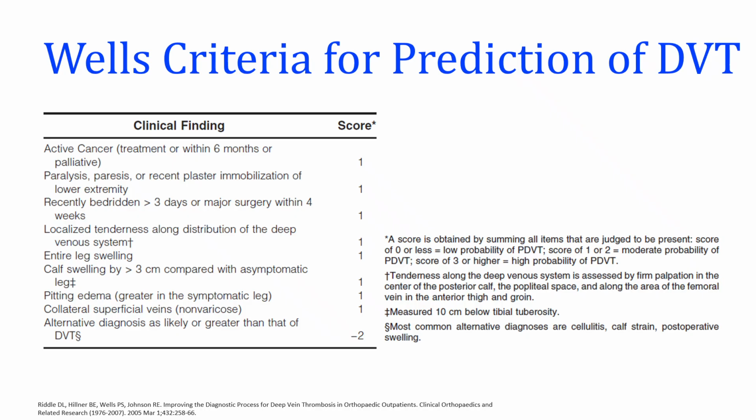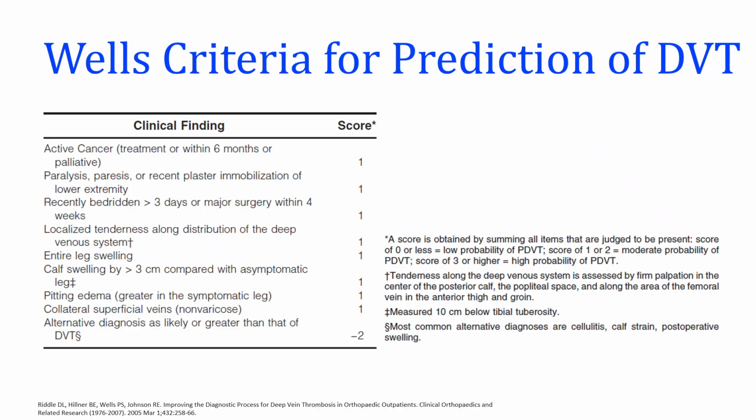Importantly, the model also subtracts points if an alternate diagnosis is at least as likely as DVT, such as cellulitis, a calf strain, or postoperative swelling. The total score categorizes patients into low, moderate, or high probability of DVT, which helps guide clinical decision-making.